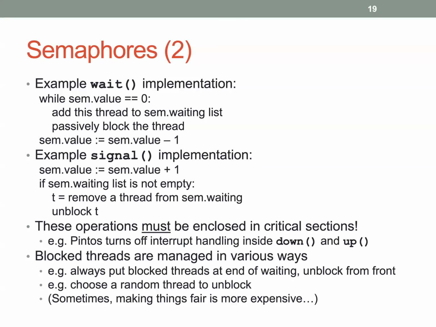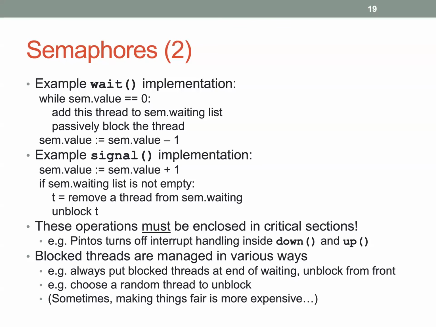Okay, so blocked threads, they're managed in various ways. Typically, semaphores are implemented in the most efficient way, which may not necessarily be fair. What do we mean by fair in this context? Is it necessarily a given that threads acquire the semaphore in the same order that they request it? The answer is almost never. Can you provide these kinds of guarantees?